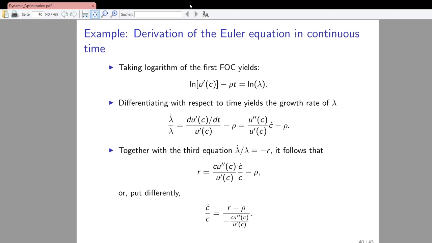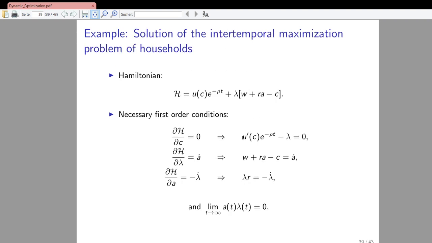So what we want to do now is to transform the system of equations into the control state space. And to be able to do so, we want in the end to have a dynamic equation for consumption, and we want to get rid of the co-state variable lambda. Now, to do this, what we do first is we take the logarithm of the first order condition.